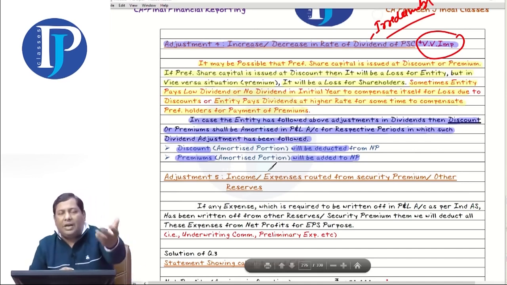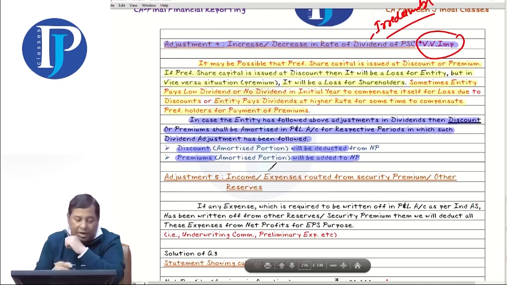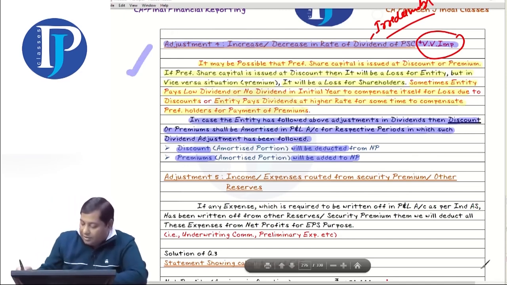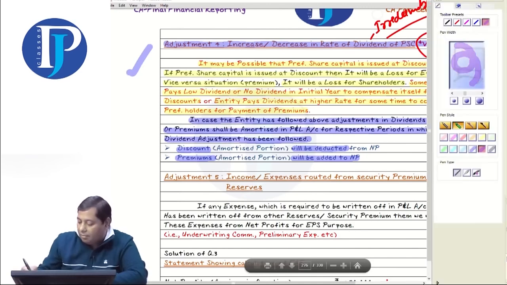Dividend is not going because of discount. Amortize discount and subtract it. And because of premium extra is going, so add back the extra. This adjustment is important. Then we covered adjustment number 5.